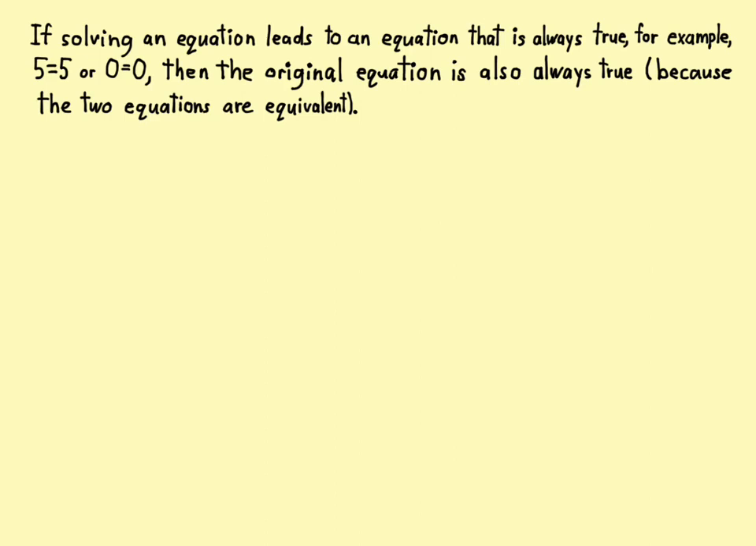Don't multiply both sides of an equation by 0, because then you'll always get 0 equals 0 no matter what the original equation is, and you'll get the wrong answer. Okay.